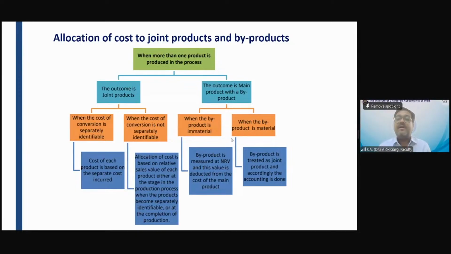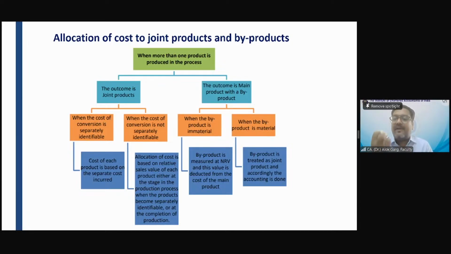Then friends, an important concept of joint product and byproduct. Okay, so you are extracting petrol, right? When you are extracting a fuel, you are extracting petrol. While extracting petrol, you get the diesel also. You get the diesel. And then you get the kerosene also, right?